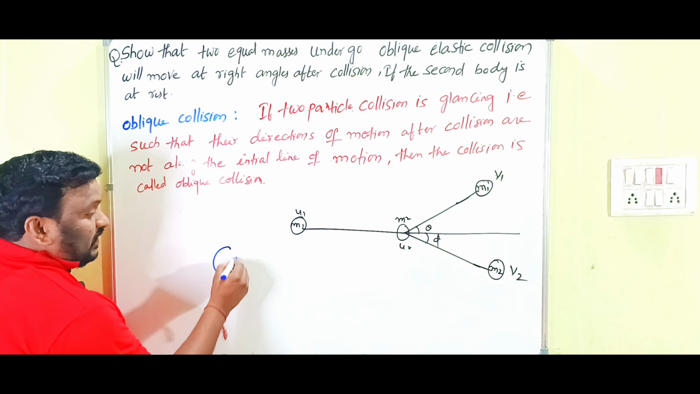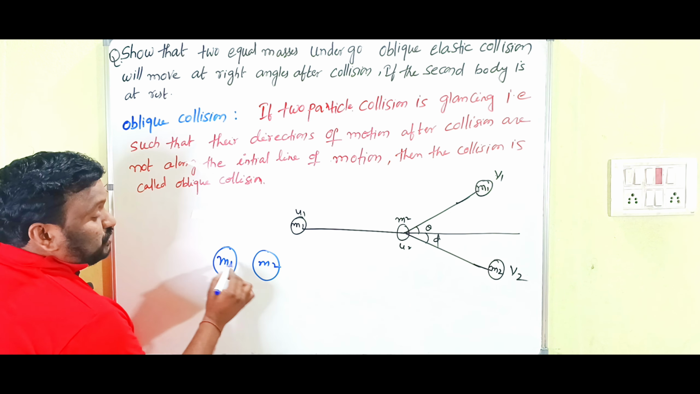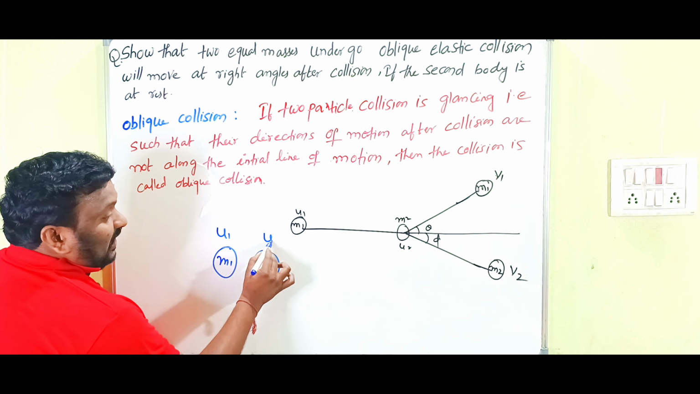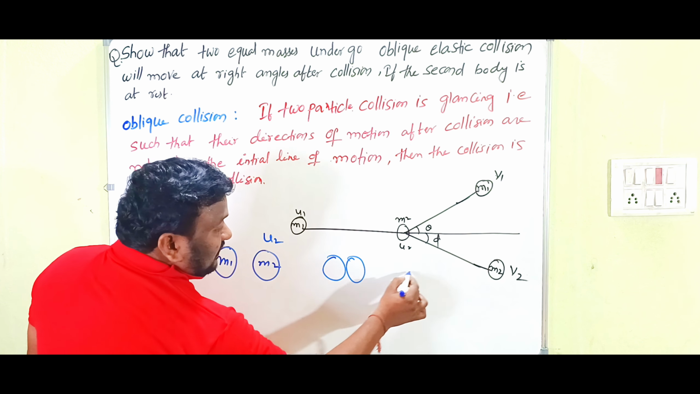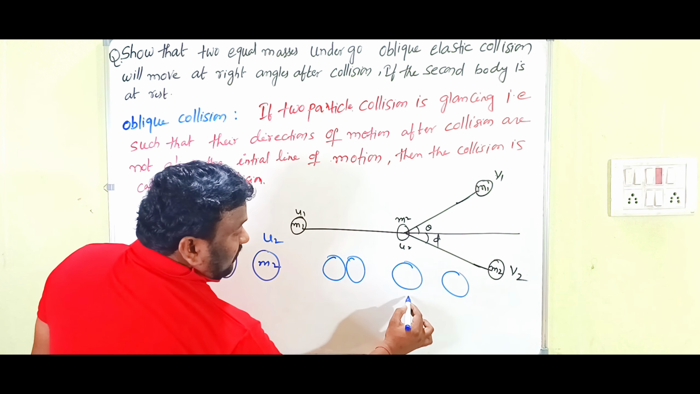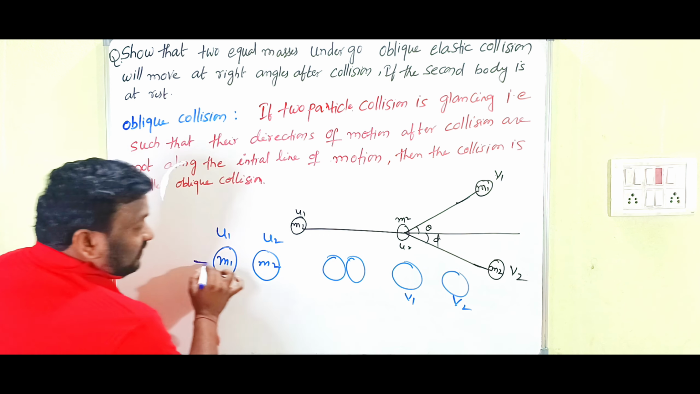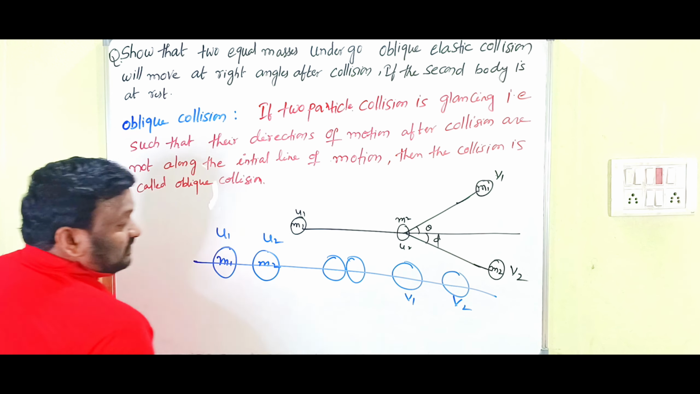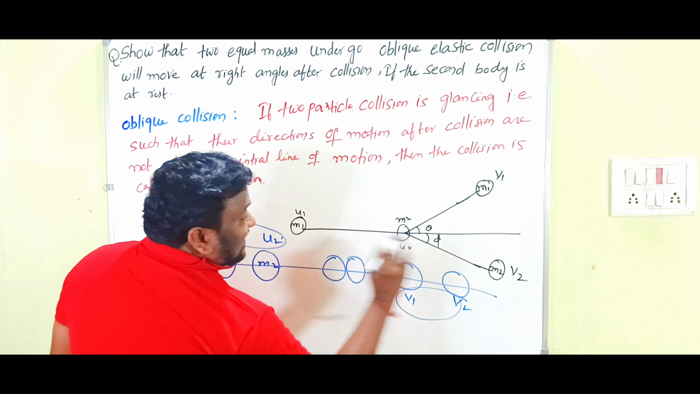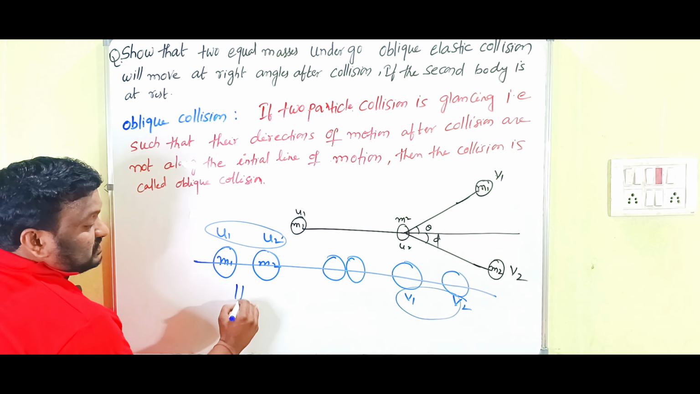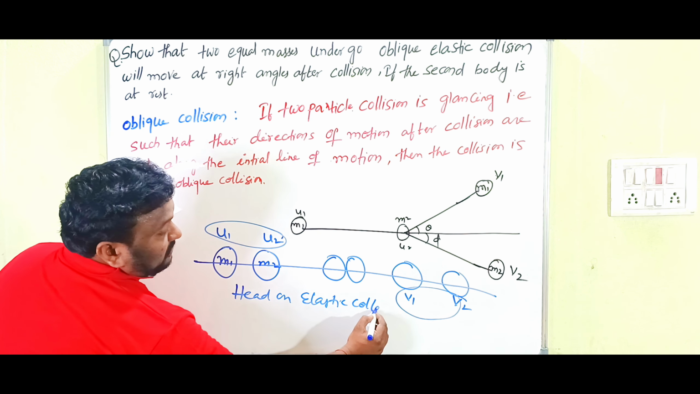Here this is the first body and this is the second body, with masses m1 and m2, and they have velocities u1 and u2. When both collide and then separate again like this, their velocities become v1 and v2. Now here this is the line of impact. The initial velocities and final velocities must be along a straight line. Then what is it called, children? Head-on elastic collision.